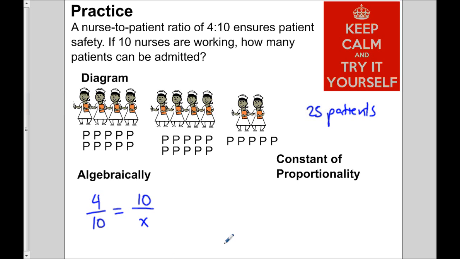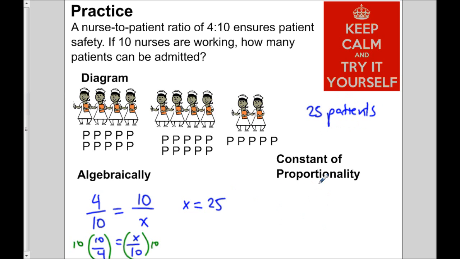So to do this algebraically, we're going to flip this upside down. So that's x over 10 is 10 over 4. And then I multiply both sides by that denominator there, which is 10. So x is then equal to 10 times 10, which is 100, divided by 4. It's 25 patients. So again, same answer.